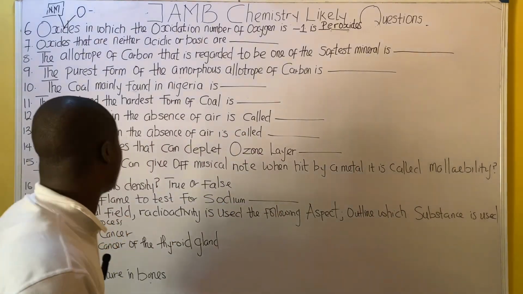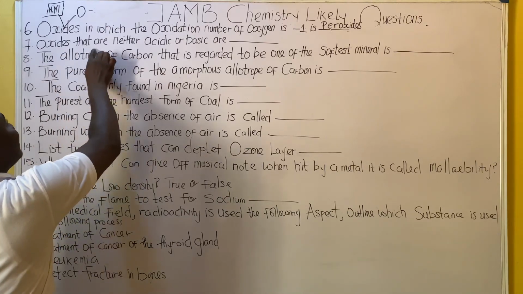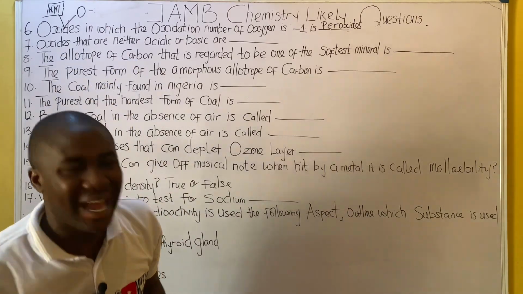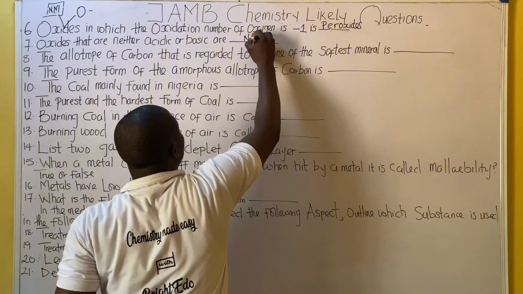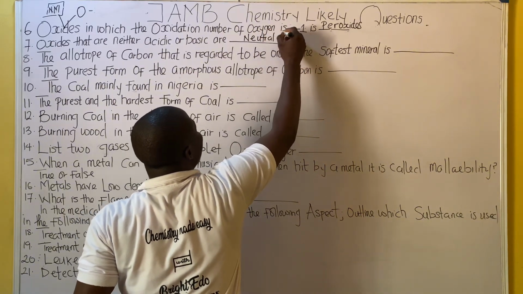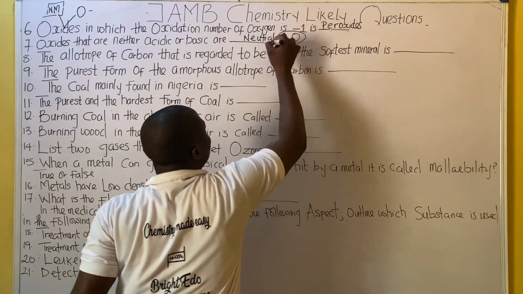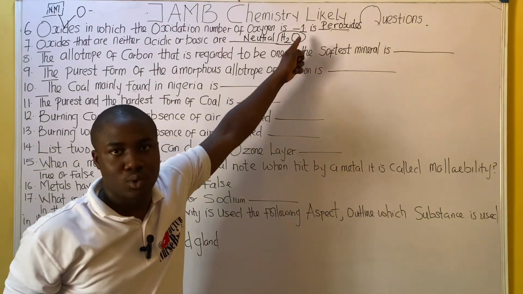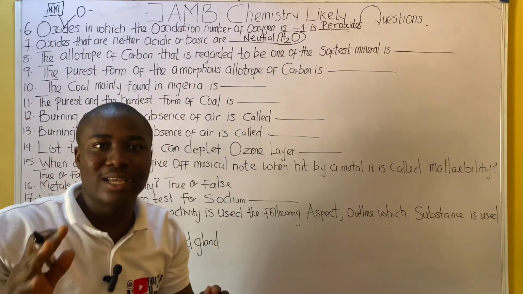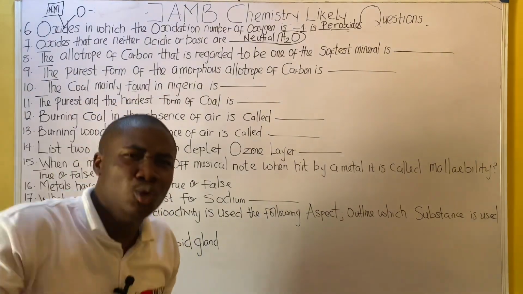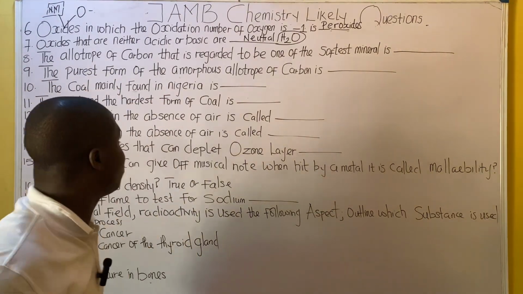That is the next question, and it says oxides that are neither acidic nor basic, we call them neutral oxides. And a good example is water, which is H2O. Remember I told you, for it to be an oxide, there will be oxygen in it and another element, and water is one of them. Water is a neutral oxide. Are you there? So let us progress.